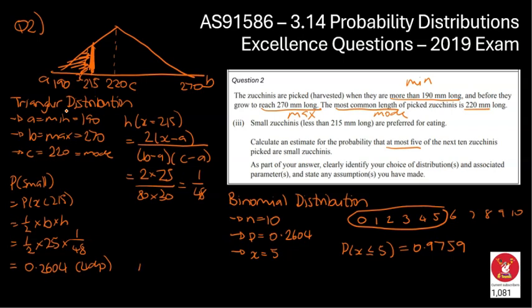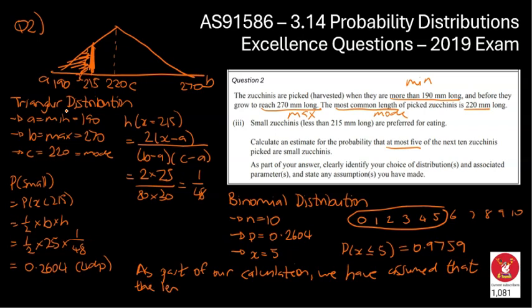So as part of our calculation is what I'm going to write. As part of our calculation, we have assumed that the length of one zucchini is independent from the length of the other zucchinis.